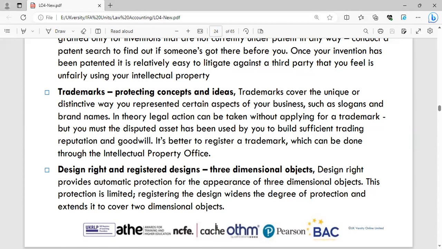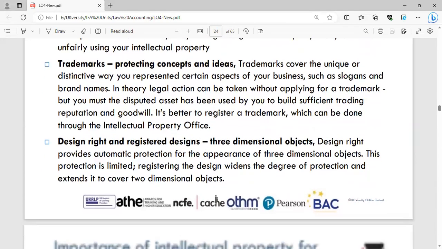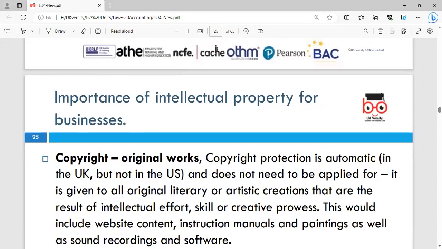Register the design of a three-dimensional object. There is also automatic protection for the appearance of the three-dimensional object. So we need to look around. It's very difficult sometimes, as companies carry on a little bit, twisting things around.